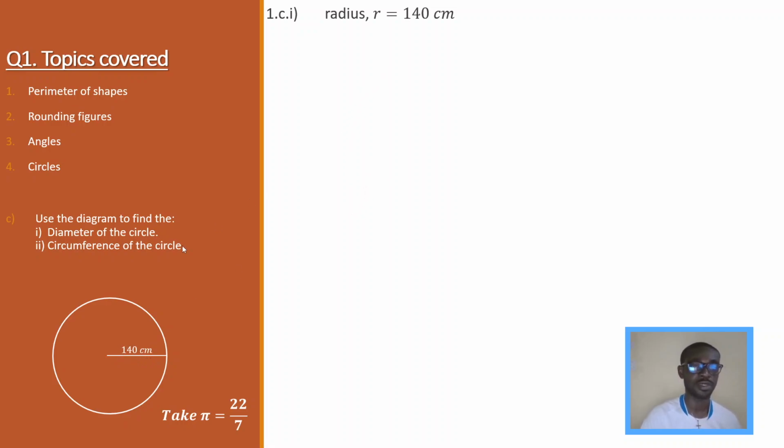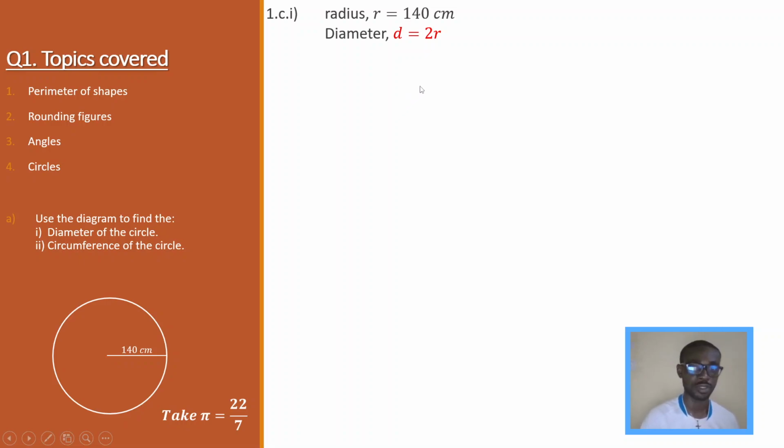And we know that the diameter is 2 times the radius because if we are to draw another radius from here to here in a straight line, it means we are getting another 140 centimeters on the left hand side here. So our diameter is 2 times the radius. And mathematically, we can write it as D equals 2R. That is, diameter equals 2 times the radius.